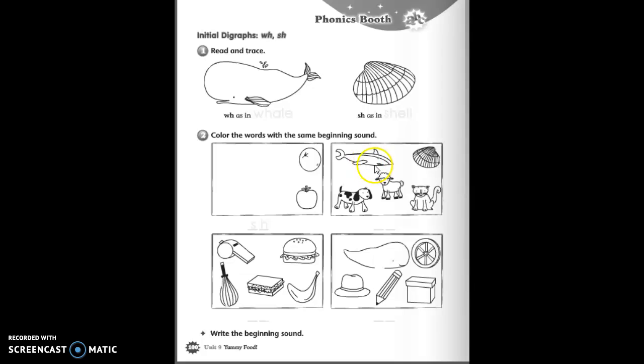Okay, in the second square we have shark, shell, and ship. Okay, you have to color the three. The sound w. Okay. Whistle, whisk. Those two. And the last square says whale and wheel. Write the beginning sound. Escriba el sonido inicial. Sh, wa, sh.